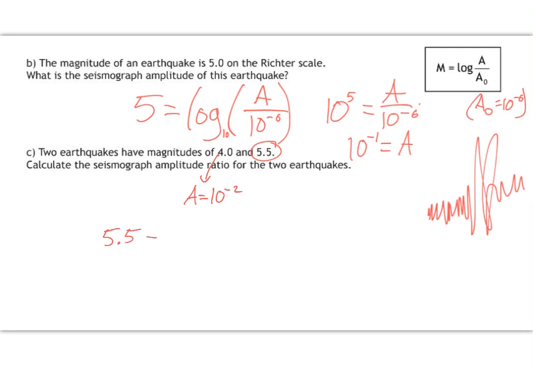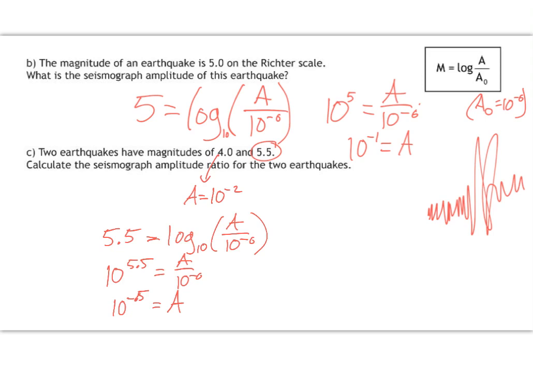5.5 is equal to log base 10 of A over 10 to the negative 6. We get 10 to the 5.5 is equal to A over 10 to the negative 6 after I've converted. Multiply that to the other side with exponent rules, that becomes 10 to the negative 0.5 is equal to A.